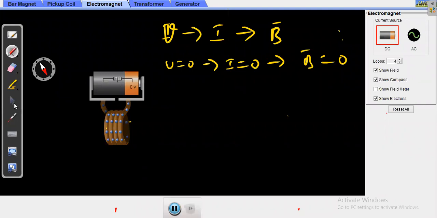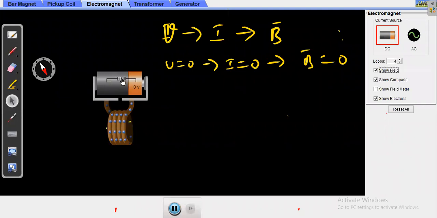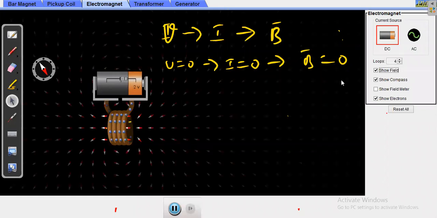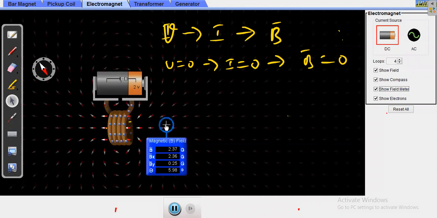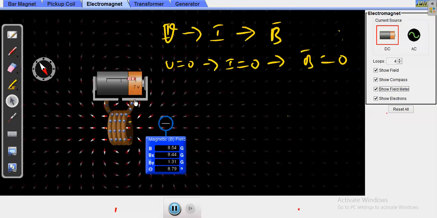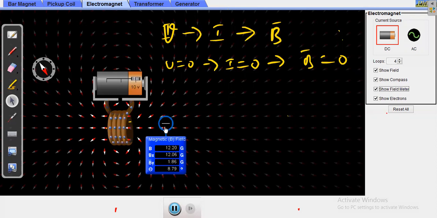As I increase the voltage slowly, 2 volt. When I have 2 volt, I will measure with the field meter. I keep the field meter here. Now when I am applying 2 volt, what am I getting? 2.44 Gauss. Then I increase my voltage, something around 7 volt. Now I am getting more magnetic field. If it is 10 volt, I am getting 12 Gauss. I have not changed the meter position; I am keeping it at a constant position. As I vary the voltage, the more the voltage, the more magnetic field.